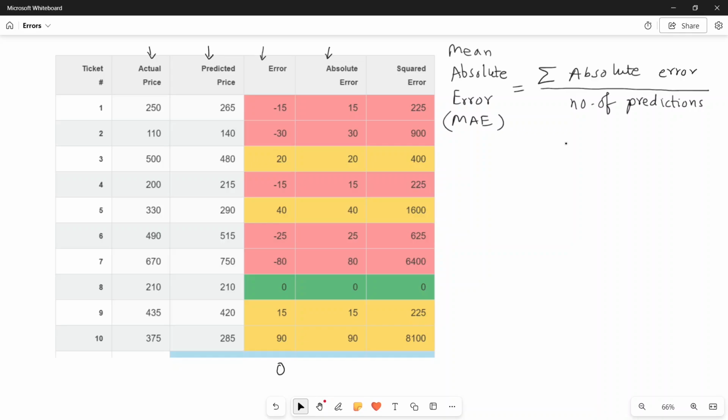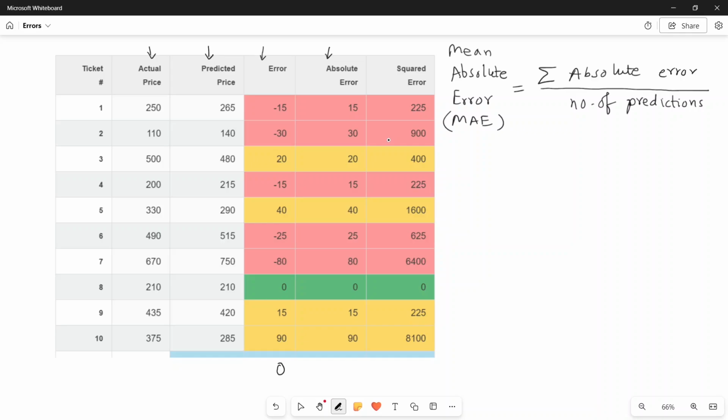Now similarly we move on to one more variant. What is the problem with using absolute values? Mean absolute error treats absolute errors linearly. That is, a change in the error will have a proportional effect on mean absolute error. This is linearly proportionate. For example, if this becomes minus 20, this will become just 20, right?